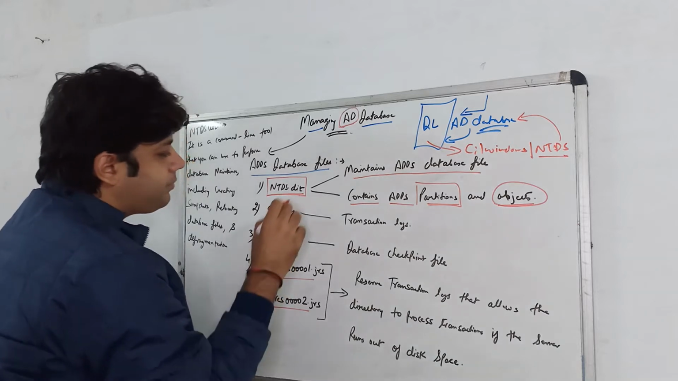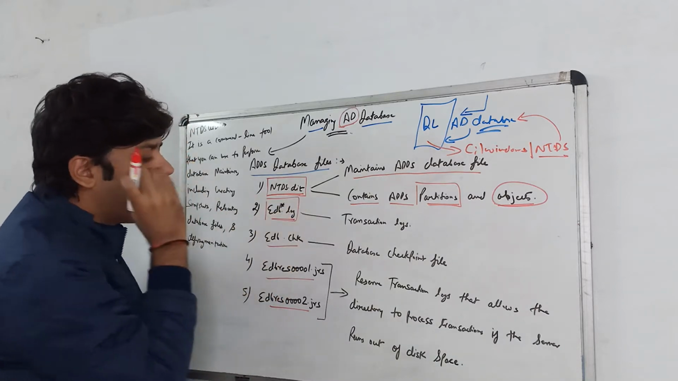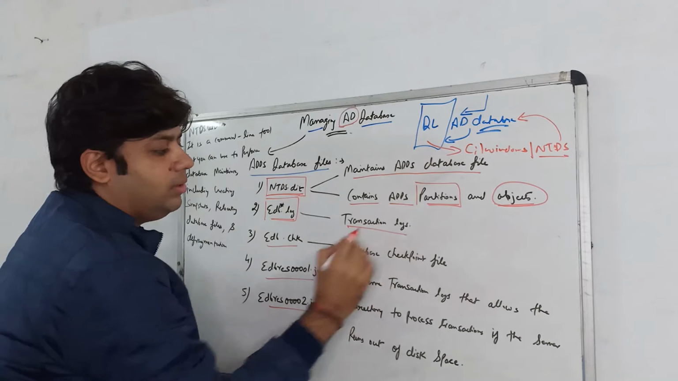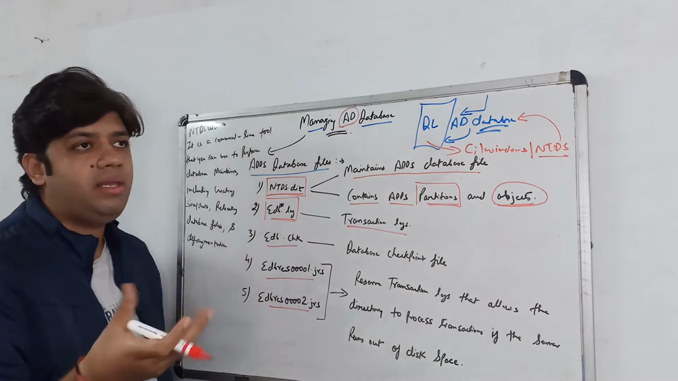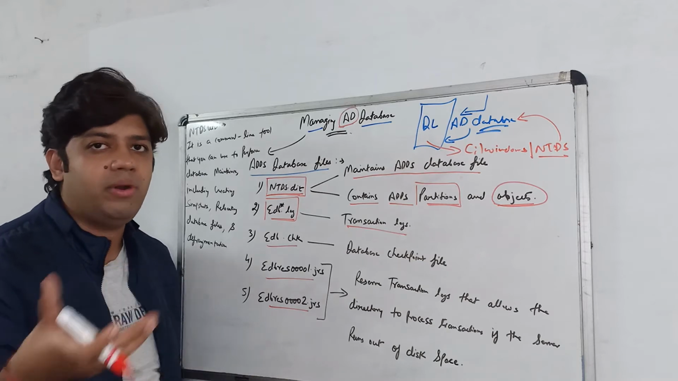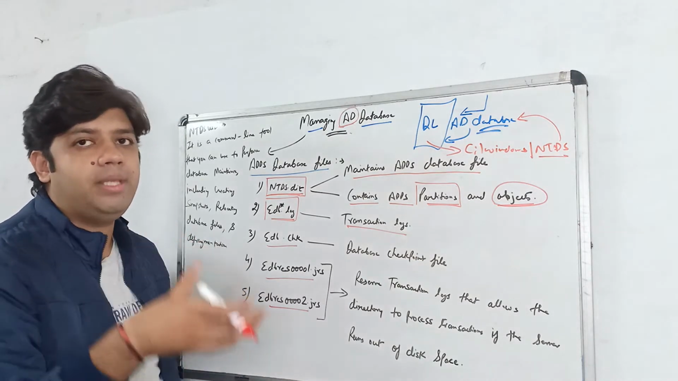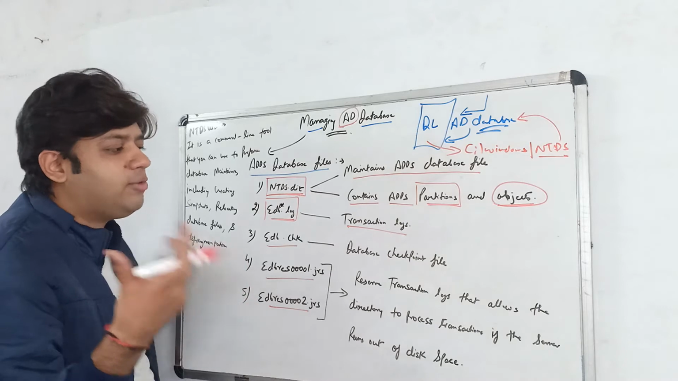Next we have edb.log. It's a transaction log. Now what is the meaning of transactions? For example, in your bank account, you can make transactions, like withdrawing money or adding money to the bank account. That's what a transaction is.